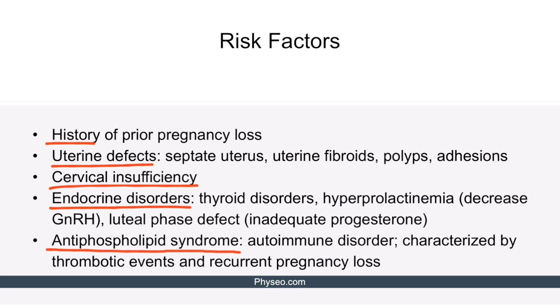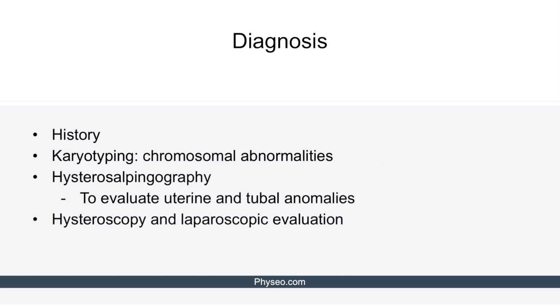Antiphospholipid syndrome is a highly testable risk factor for recurrent pregnancy loss, and it's an autoimmune disorder characterized by thrombotic events and recurrent pregnancy loss. A history of a loss of 3 or more pregnancies with a history of thrombotic events or endocrine disorders helps in the diagnosis of recurrent pregnancy loss. Paternal chromosome abnormalities can be detected by karyotyping. Hysterosalpingography is done to evaluate any anatomical uterine and tubal anomalies.